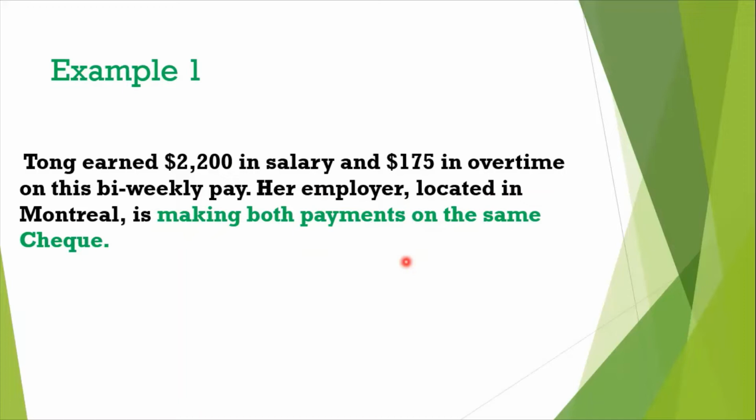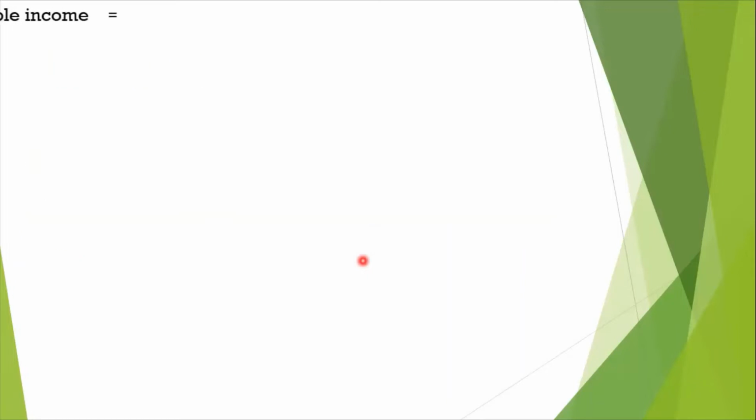So if you include the overtime in the money that you earn biweekly, or you keep it separate, that is the Quebec Pension Plan contribution that applies to the overtime. So this is the question that you want to answer. Now let's look at the example and how we can calculate that.